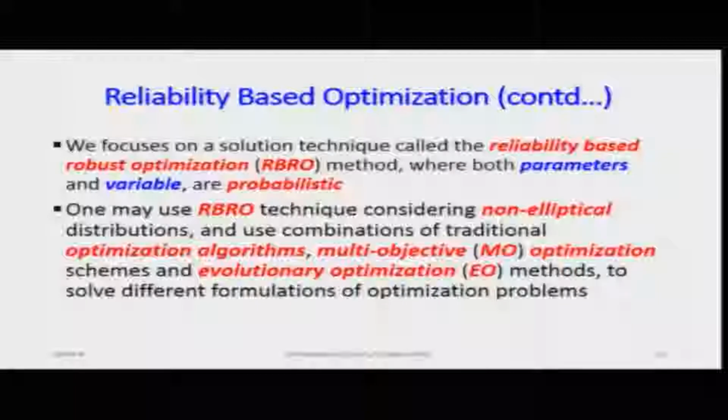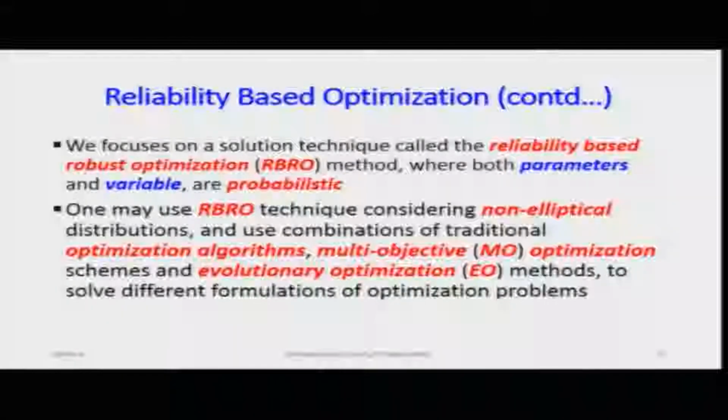So, one may use the RBRO technique considering non-elliptical distribution, and you can use different combinations of traditional optimization techniques like the simplex method, linear programming, branch and bound, quadratic programming, then integer programming, along with different types of multi-objective formulation, goal programming, and so on and so forth. You can use different types of evolutionary algorithms or heuristic methods to solve them. What you are trying to do is combine these traditional methods with the concept of reliability or stochastic concepts. I am not considering stochastic programming as such; I am trying to discuss the concept of reliability based robust optimization, combining it with these traditional techniques, and give you a feel of how the problem can be solved conceptually, and obviously there would be solution techniques for that.